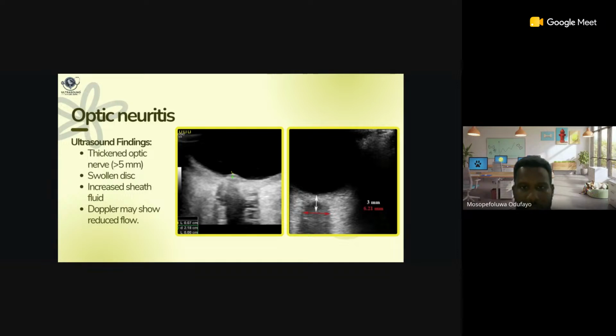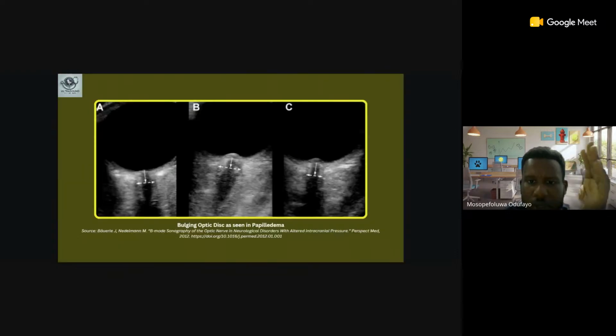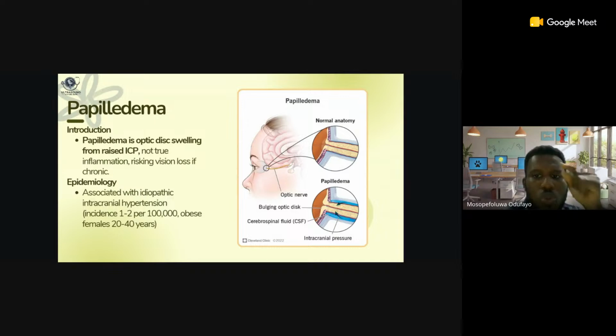So optic neuritis is inflammatory and it can lead to a raised optic disc. Papilloedema is due to raised intracranial pressure, not necessarily inflammatory. But that can also cause a swollen optic disc, as you can see, or a bulging optic disc. Is that okay?